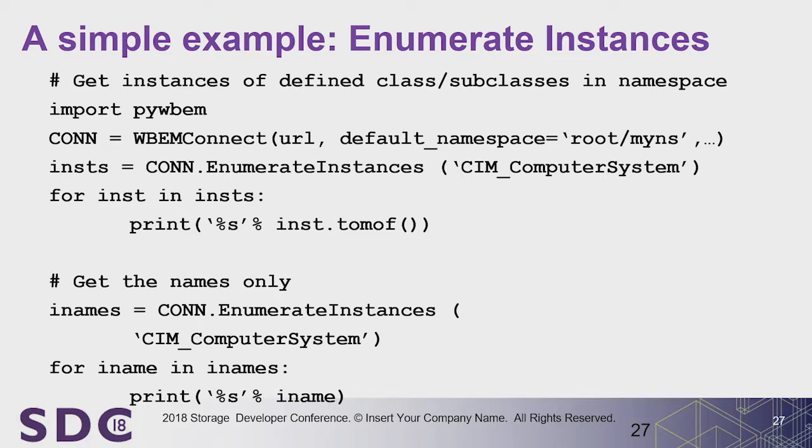Simple example: make a connection, get a handle back for the connection, enumerate instances, and I'm enumerating instances of the class SIM computer system, and then I'm just printing them. Get the names only. If I change that to enumerate instance names, it just returns the names of the instances instead of the instances. And this was an optimization in the original model, which today doesn't gain you a lot, because this returns the names also. But when this was started years ago, we were over-optimizing.